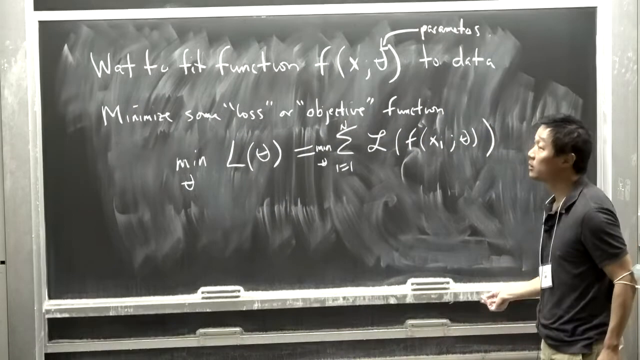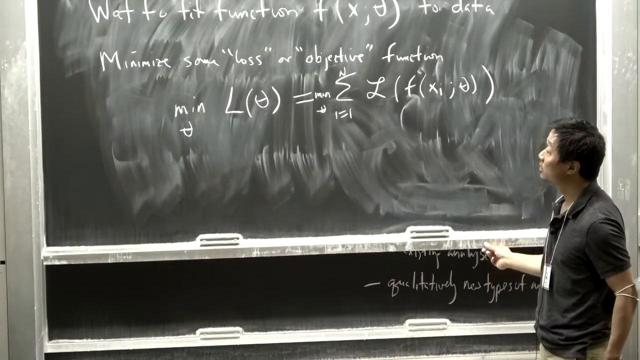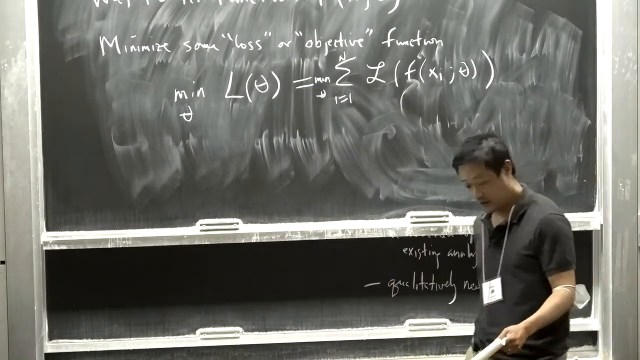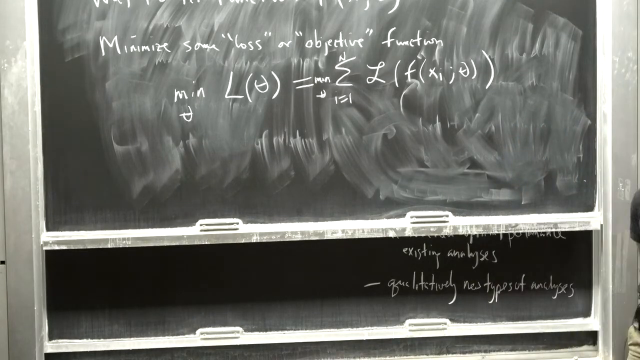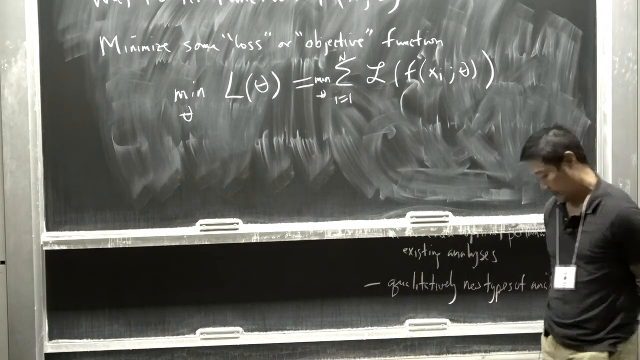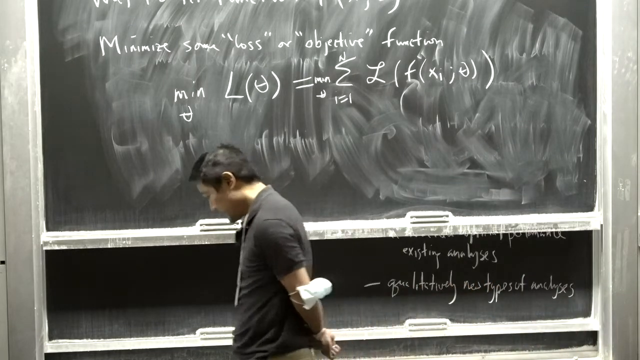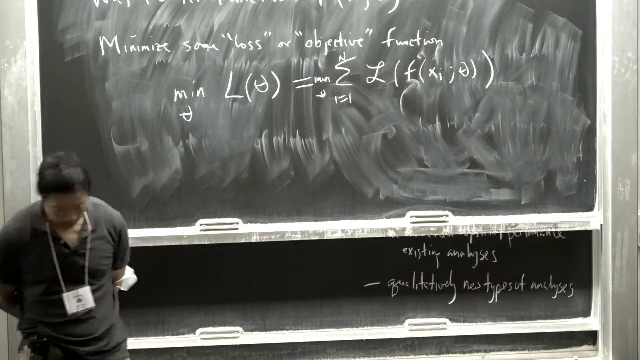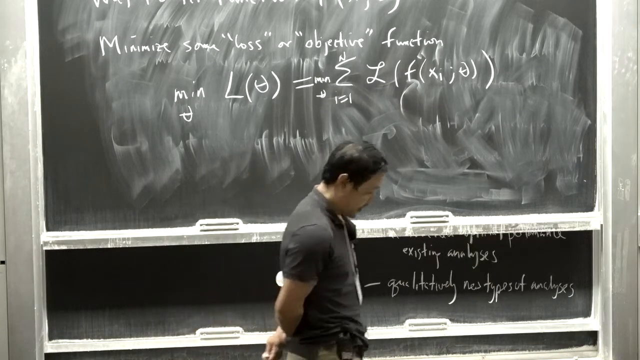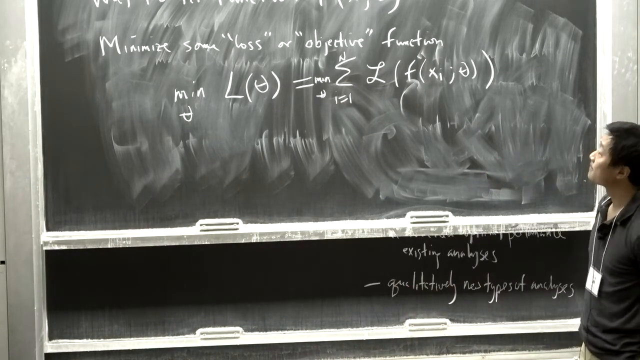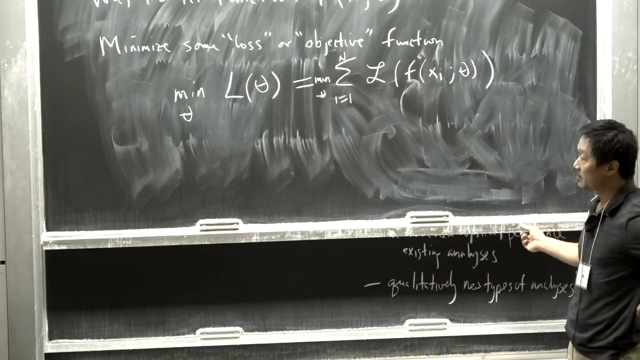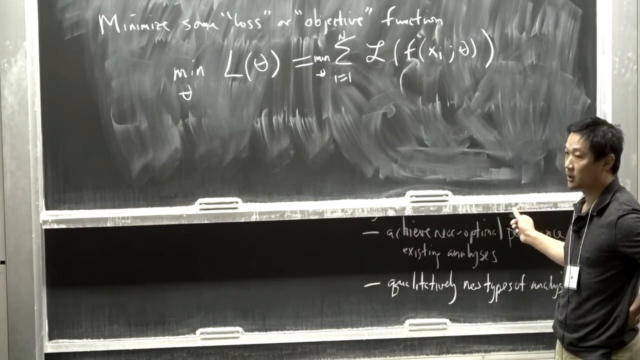Yes? Can the optimal loss function itself be learned? I have not seen examples of that. It seems like you would need to specify something somewhere. But maybe there's some spirit in which your question is true.